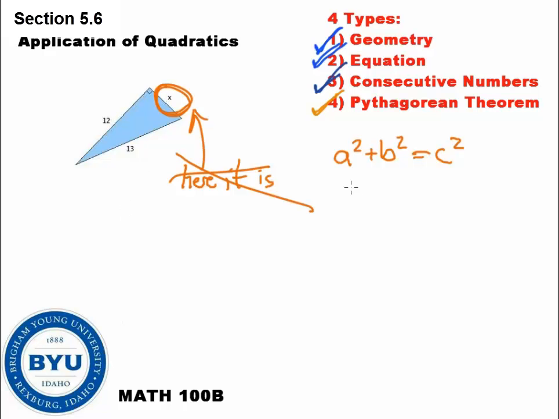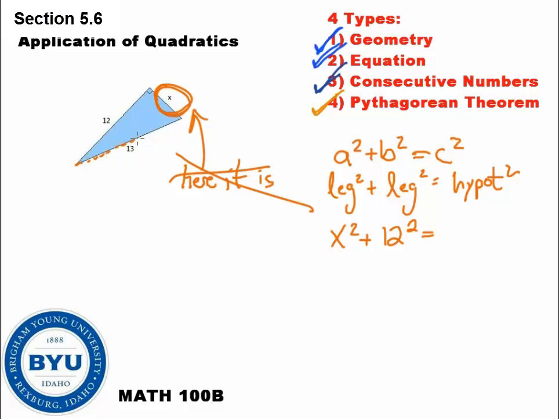Okay, how'd you do? Again, it's just leg squared plus leg squared equals hypotenuse squared. So one of the legs is x, so I'm going to put x squared here. Another leg is 12, so I'm going to put 12 squared there. And the hypotenuse, remember, that's the longest side that's not touching the right angle. So that's the hypotenuse, is 13 squared. So I'm going to go ahead and work on solving for x. I get 144 equals 169.